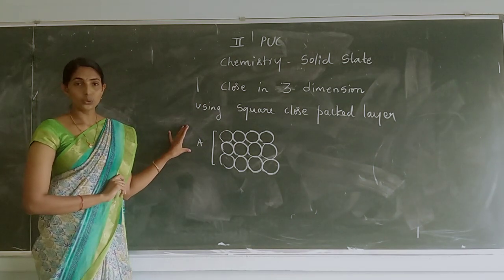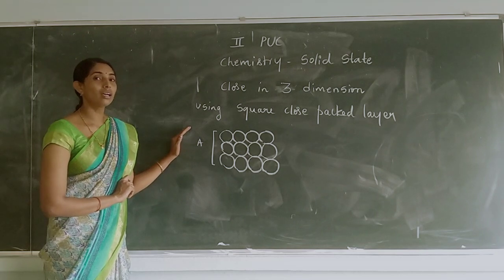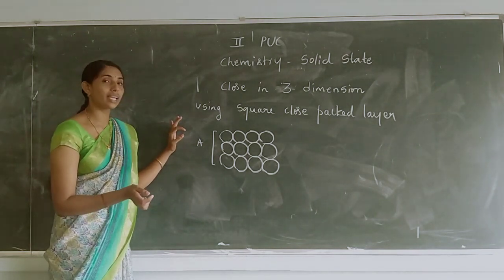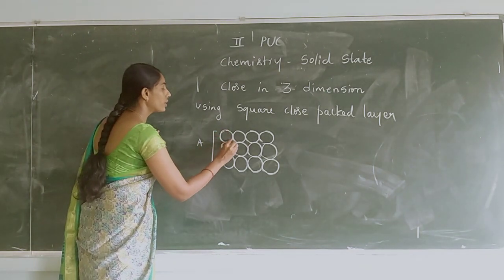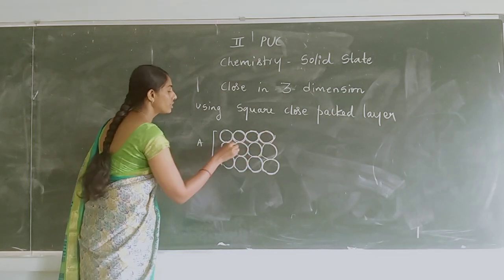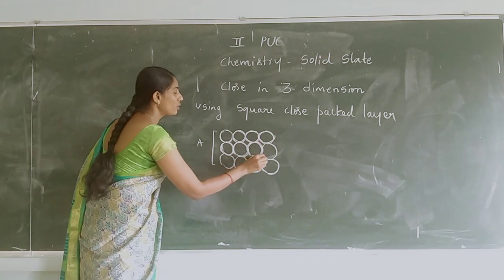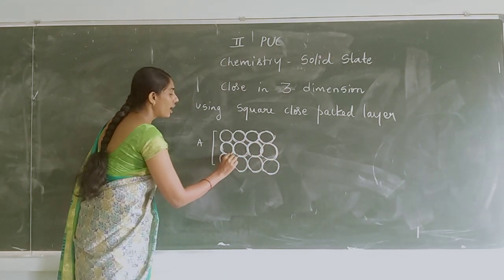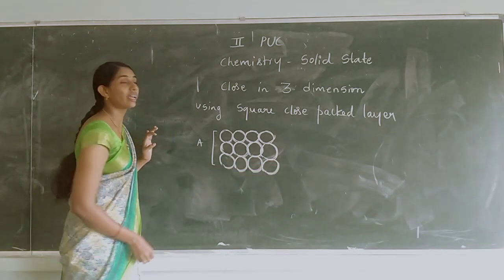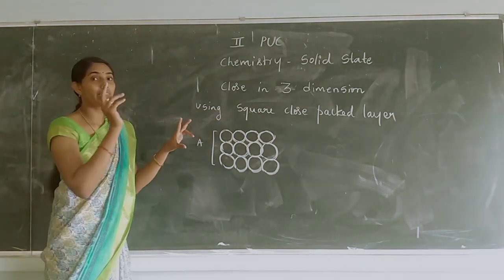What do you have to do? When you place the second layer, you follow the same condition: you have to place the second layer exactly over the spheres of the first layer. Again, how to place the third layer? The third layer is exactly over the spheres of the second layer.